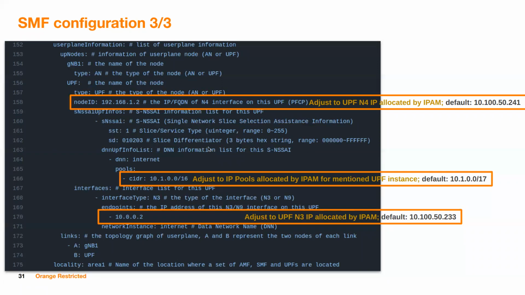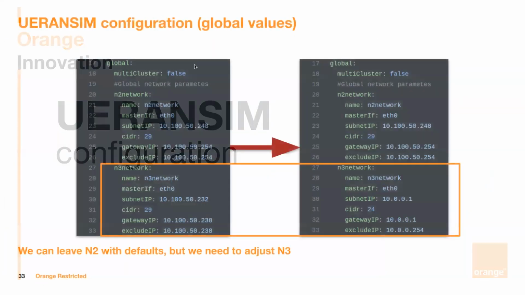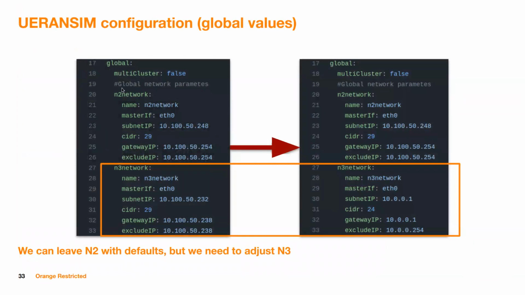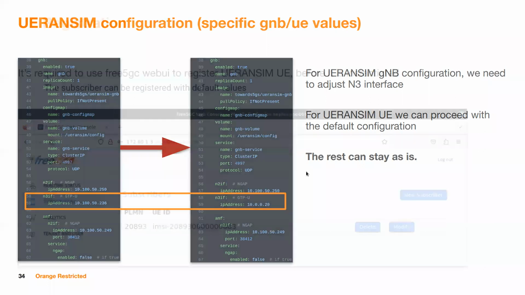If you have any question about the SMF configuration, just try to reach out to me. In the UE RAN SIM configuration, we do the same type of thing. We can keep the N2 network as it was because we don't care right now. We adjust the N3 to be aligned with the IPs allocated by the IPAM. Then we take one of the addresses from the range and provide it as the N3 for the gNodeB, so we have communication between the gNodeB and the UPF. The rest can stay the same, in simple words.